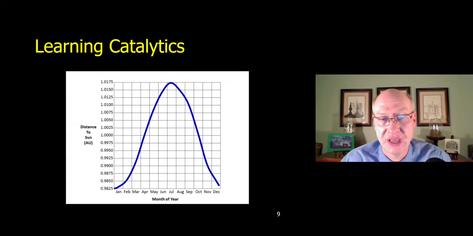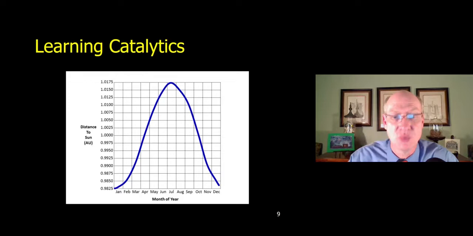So let's go ahead, and we're going to do Learning Catalytics questions on both of those. The first one is, when is the Earth closest to the sun? On this chart, when is the distance from the Earth to the sun smallest? Because, of course, the smallest distance means we're closest together. So go ahead and answer that question in Learning Catalytics. When is the Earth closest to the sun?